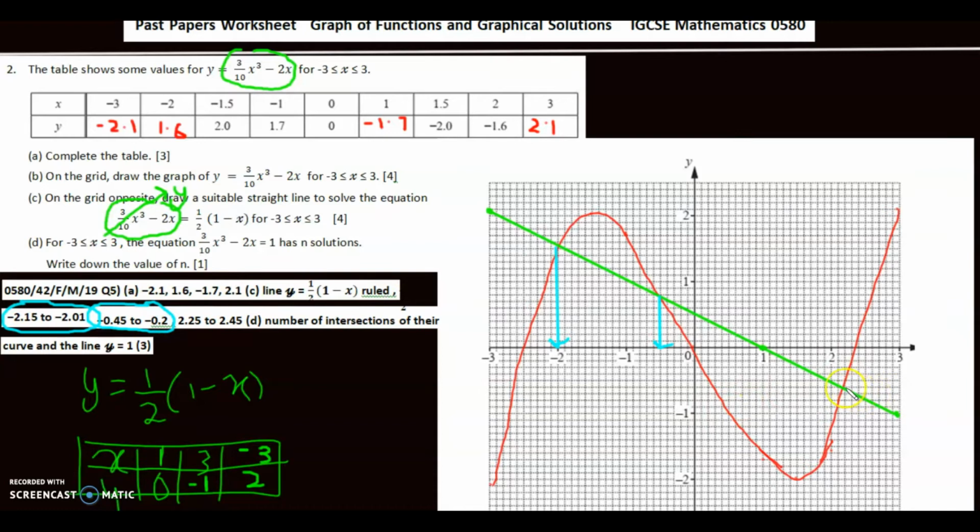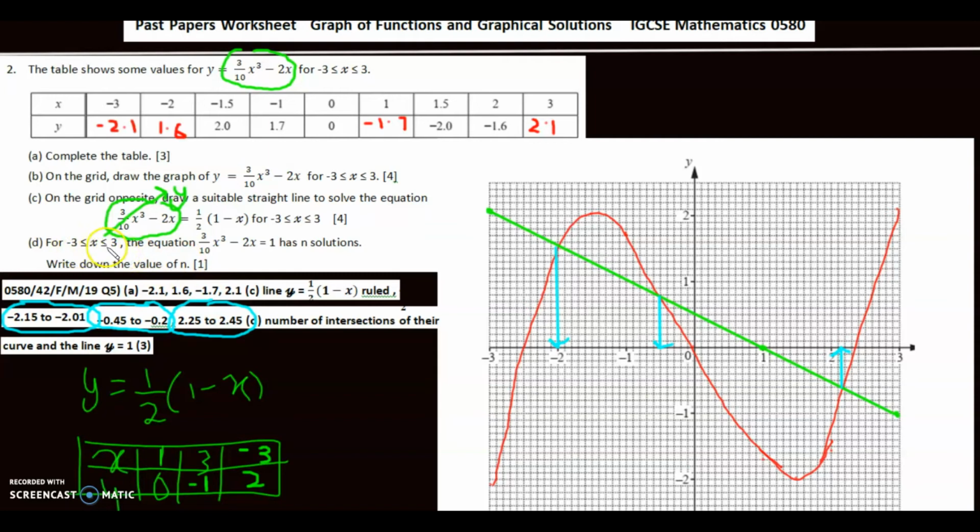And then the third answer is a little above 2. So it says in the marking scheme it should be between 2.25 and 2.45. So these three values, the points of intersection, will be the answer for part C. Part D.